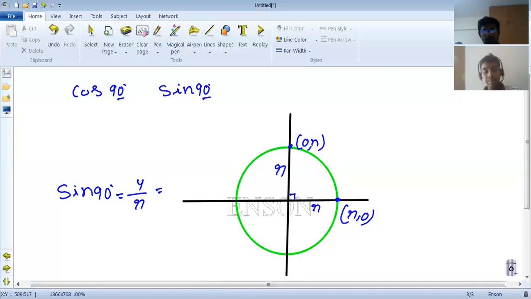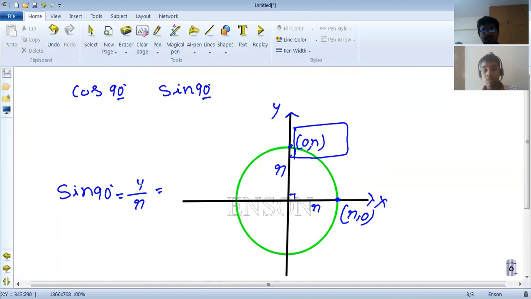Y coordinate value is zero. Like cosine 90, we want to find the point here. So that's like a 90 degrees angle with respect to the x-axis. Since it's 90 degrees, first let's find sine 90, and then we can find the radius, etc.